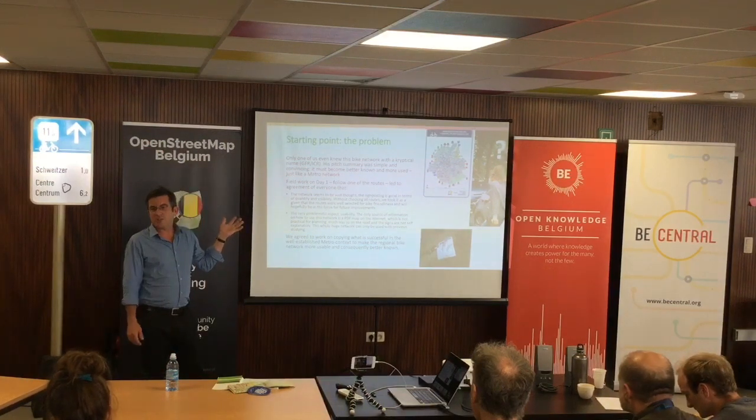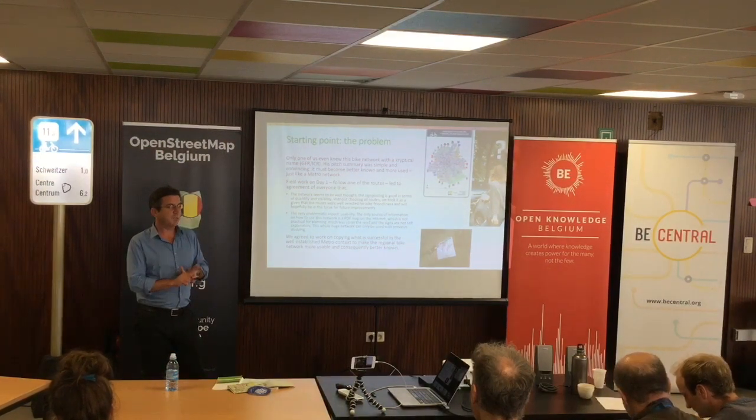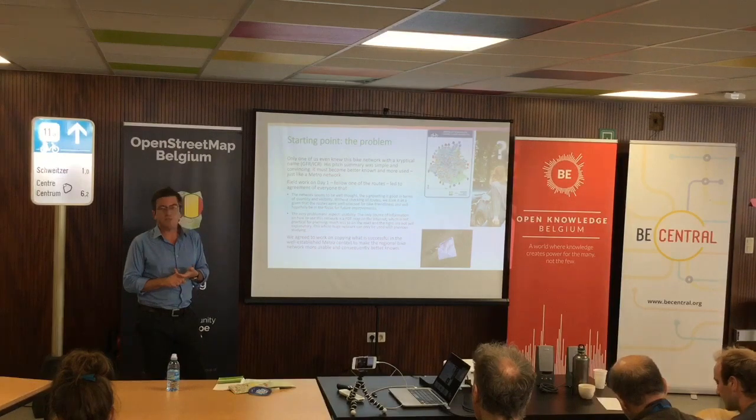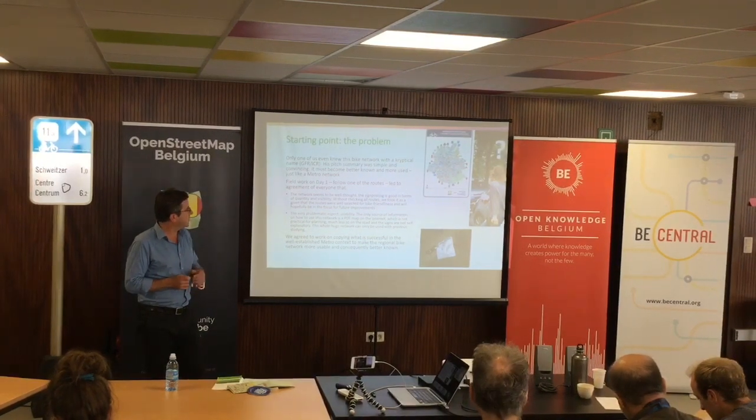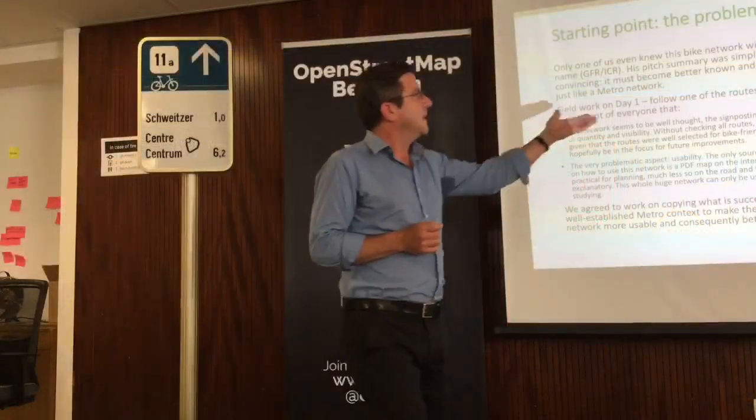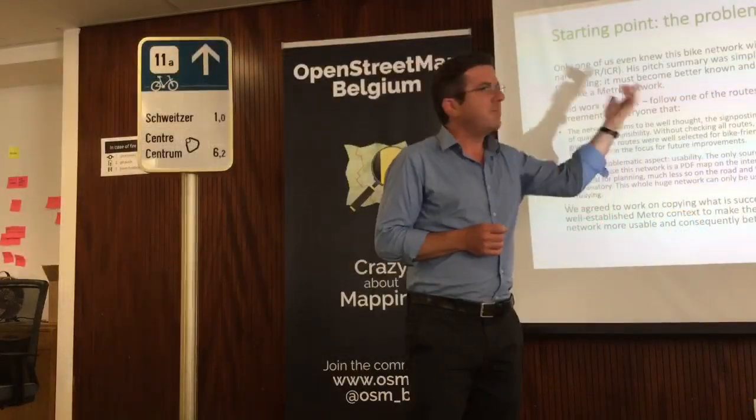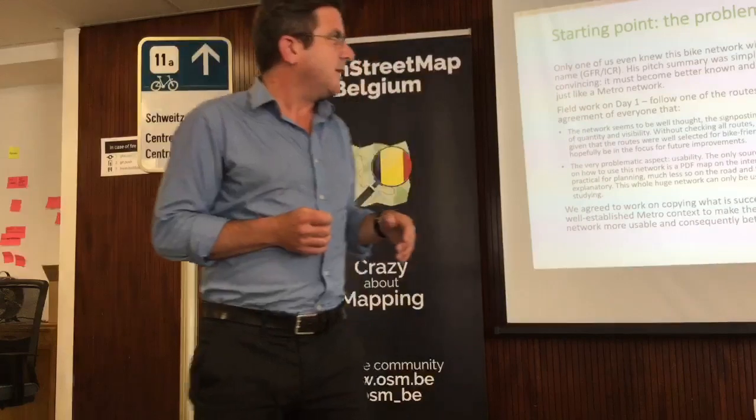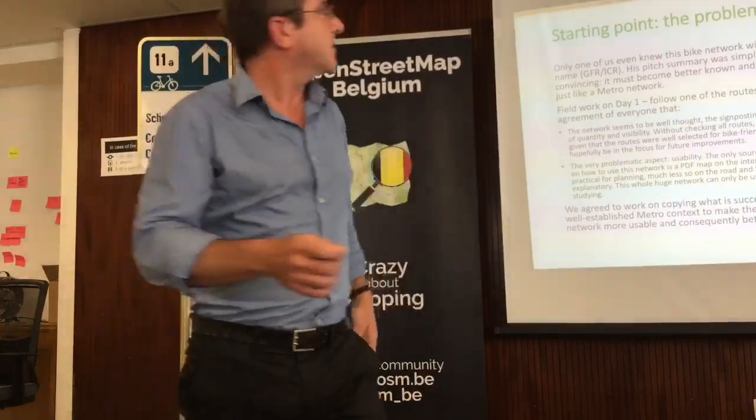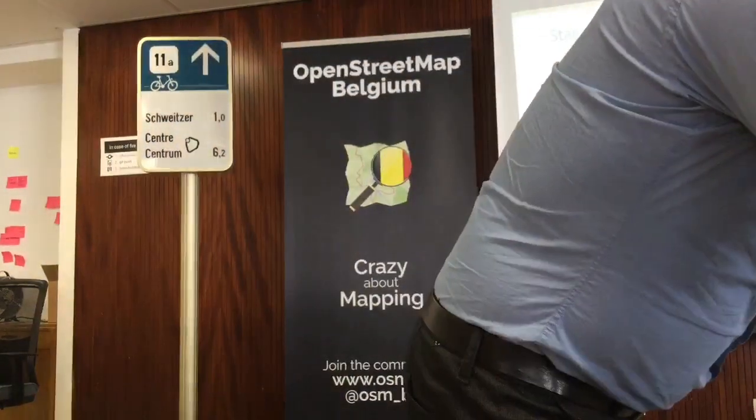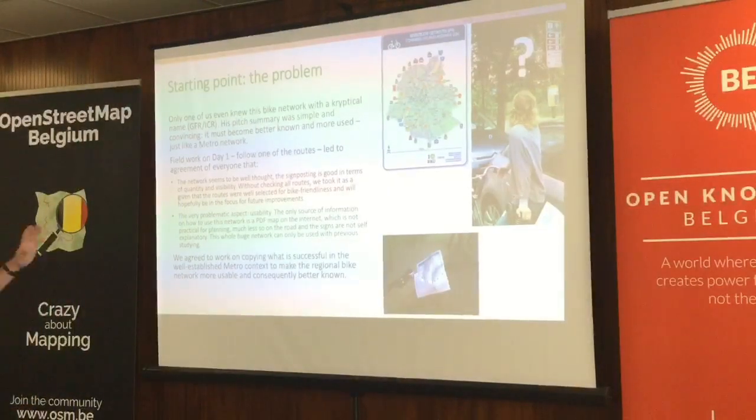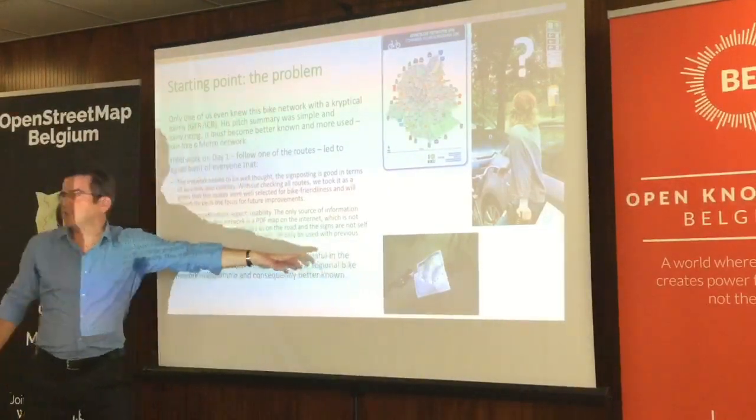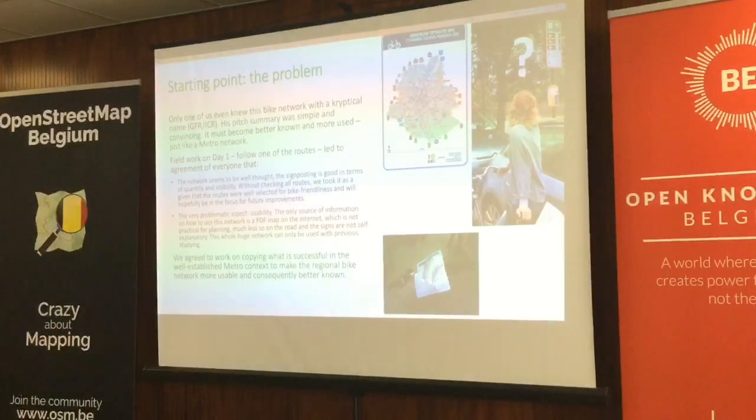So we had the project: let's find out what we can improve, because if we don't know this network and we don't use it, who else would ever use it? So we did some field work, and of course what we found out is that there is a map, but it's a PDF. Just for fun, we printed out the PDF and thought, is that navigation on the network? Of course, it doesn't work.